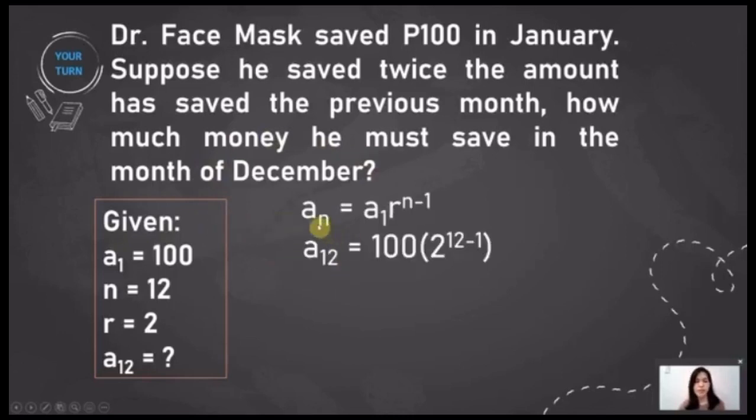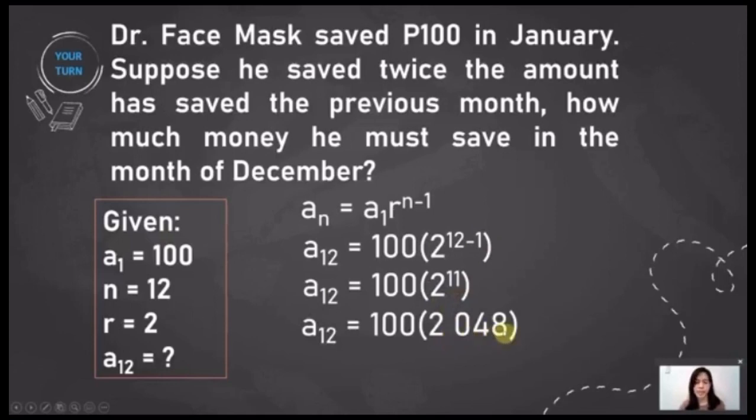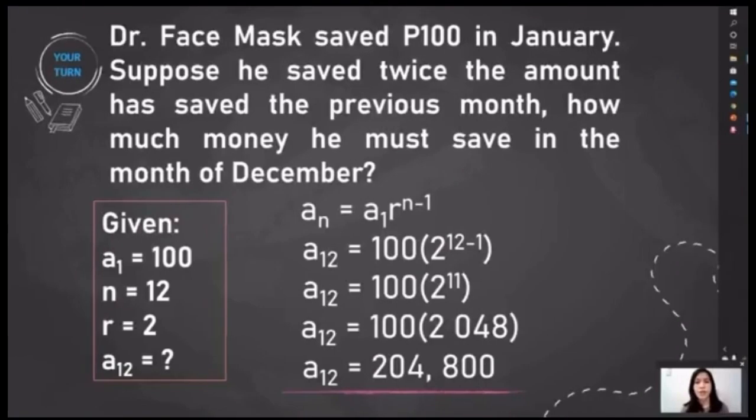Substitute our given. That will become a sub 12 is equal to a sub 1, 100. Common ratio is 2. Then n is 12 minus 1. Now a sub 12 is equal to 100. 12 minus 1 is 11. Now 2 raised to 11 is 2048. Our a sub 12 now is 100 times 2048, which is 204,800. So therefore, in the month of December, Dr. Face Mask must save 204,800 pesos. Okay? Now, I hope you got also the same answer.